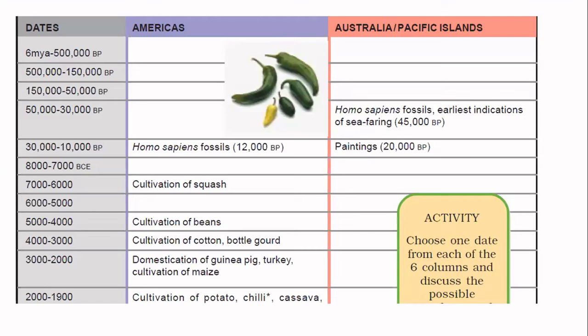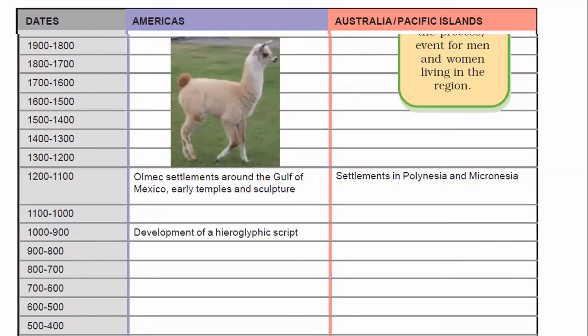We also have cultivation of potato, chili, and cassava. Now, we directly jump to 1200 to 1100 years ago when we see Olmec settlements around the Gulf of Mexico. We have found some early temples and sculptures.